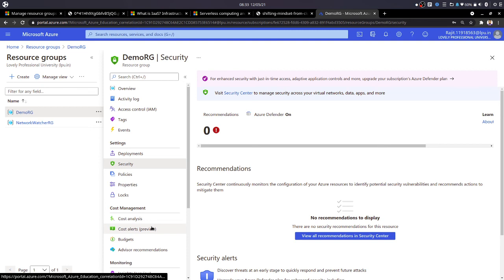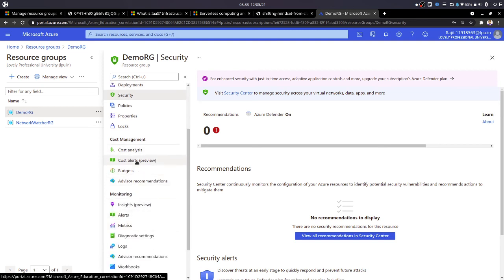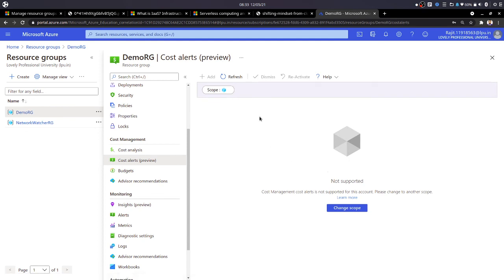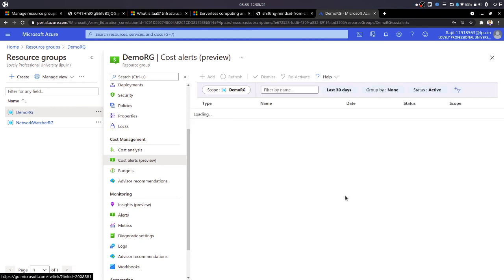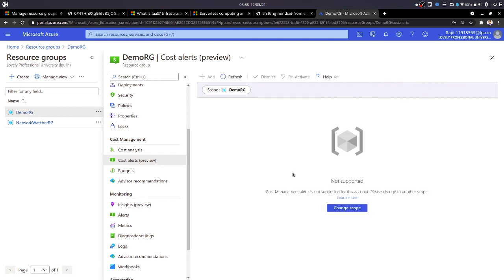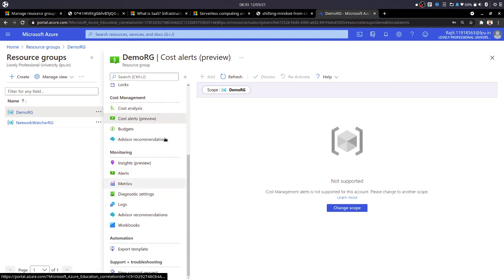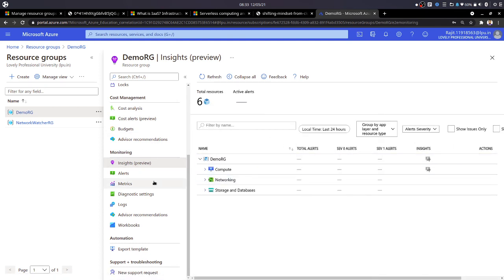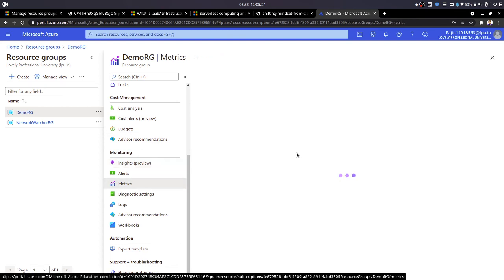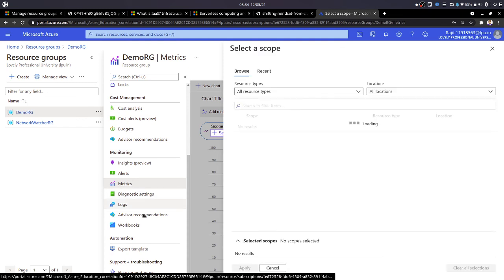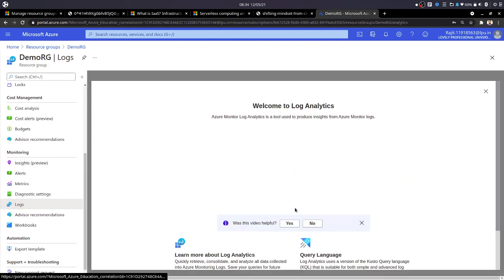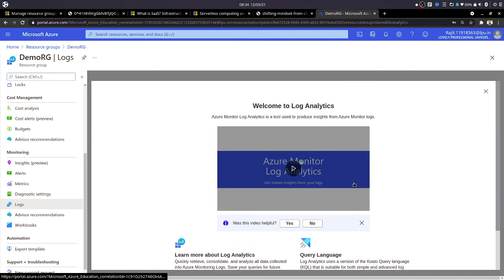Then there is another part where you can check all the cost, the budgets, and you can get cost alerts. For this you may need to change the scope, as I'm using an Azure student subscription, so you may need to go to a paid or enterprise subscription to use this. So there are different aspects to the resource group. There is also monitoring, where you can set metrics and go for metrics monitoring as well. Then there is a log section where you can check all the logs, and a video on how to do that is provided as well.